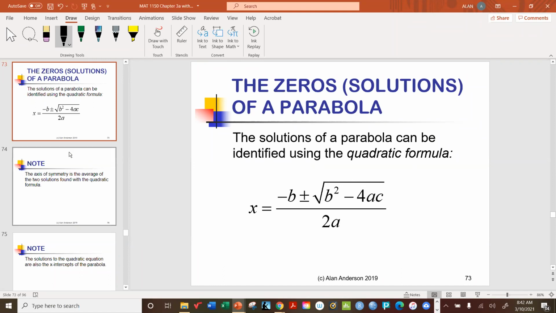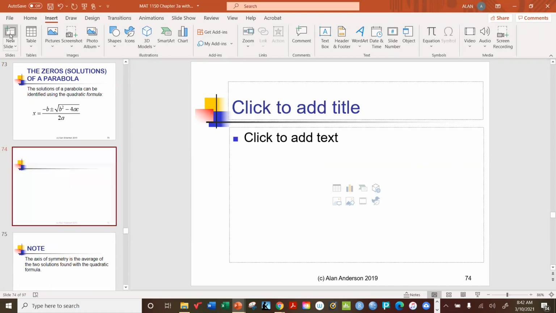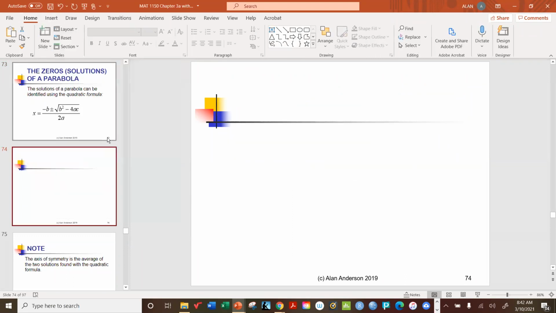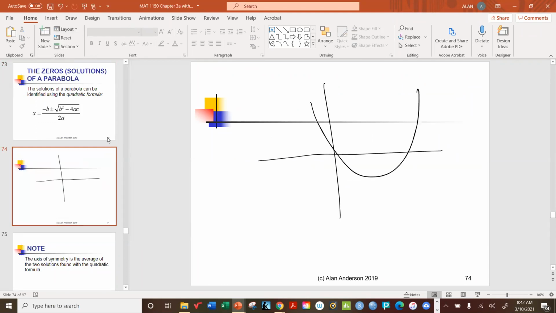So anyway, here's a fun side fact though. If you were to use this quadratic formula, and again, this is because of the way the parabolas are shaped, if you can imagine that here's your parabola. Oh, actually, let me do this a little better.